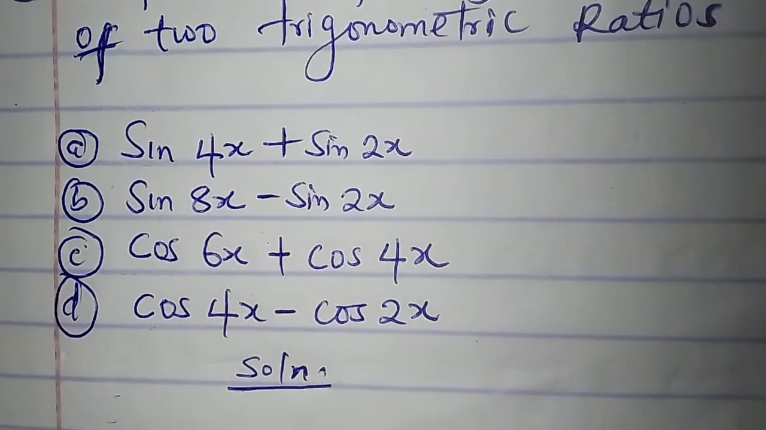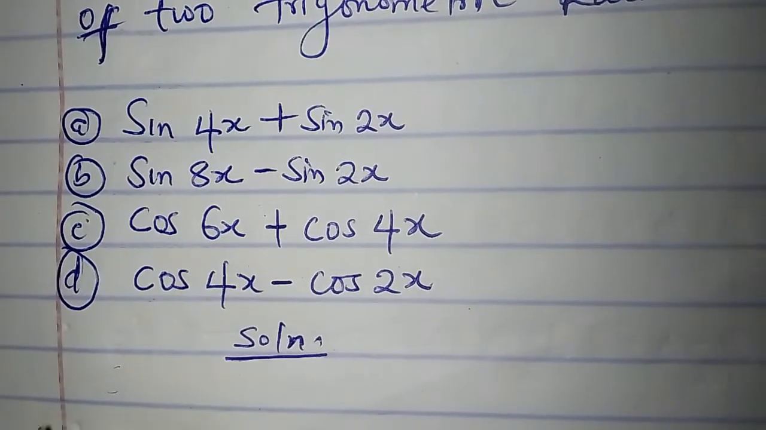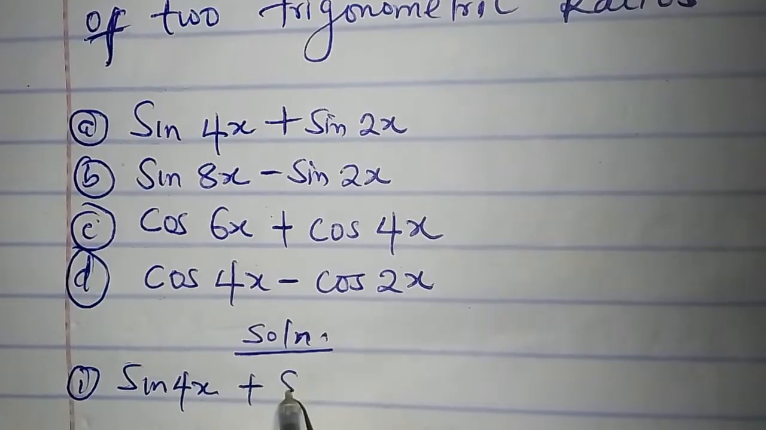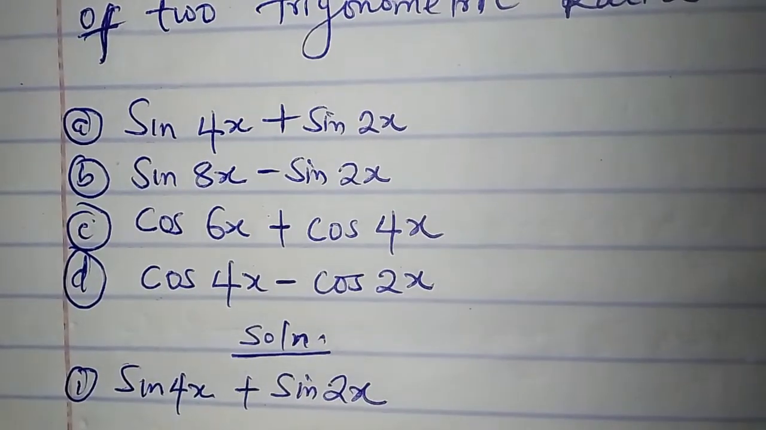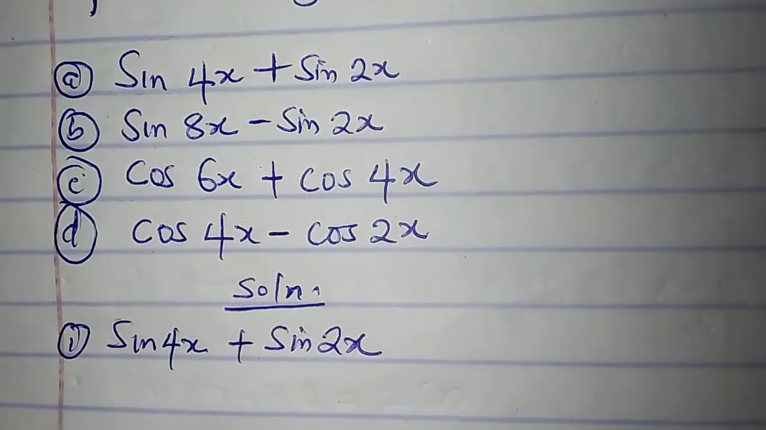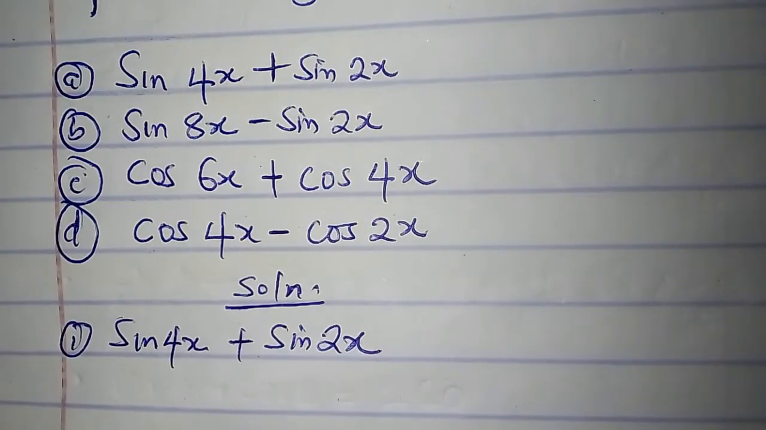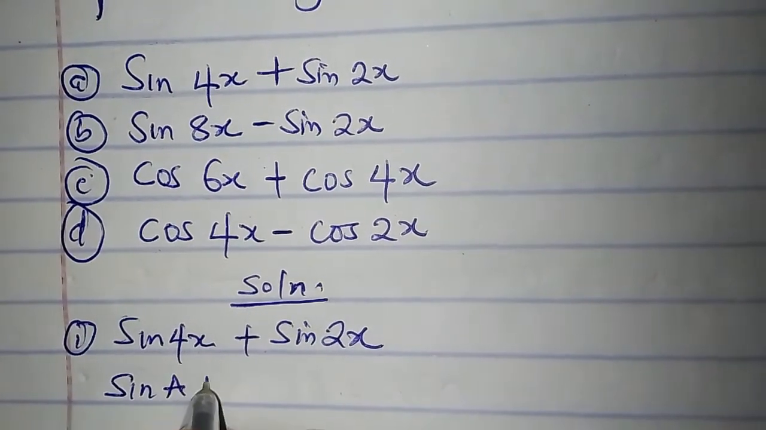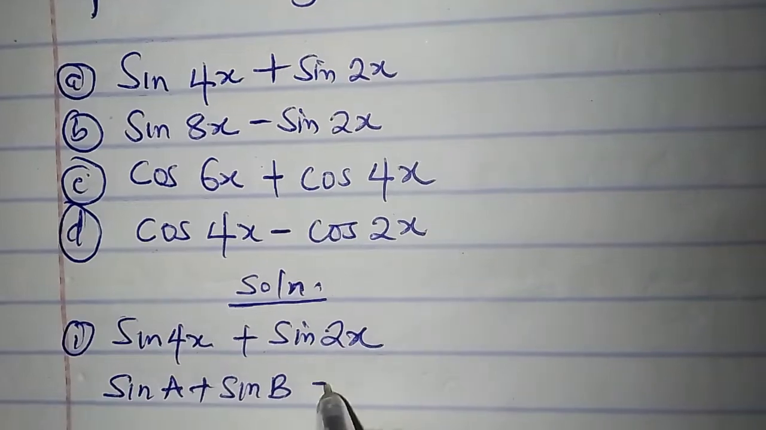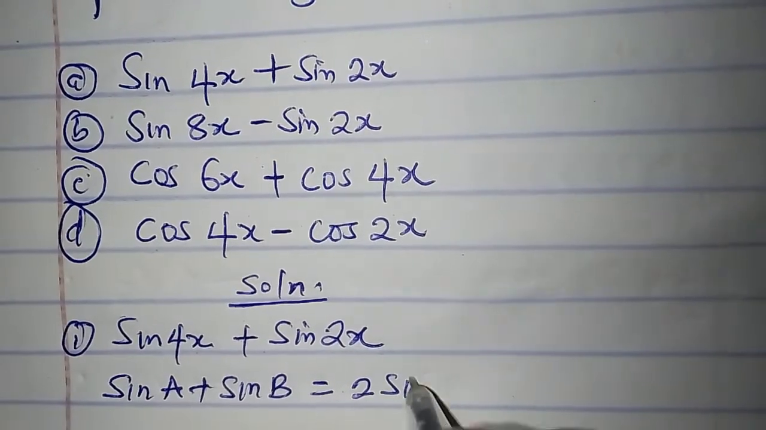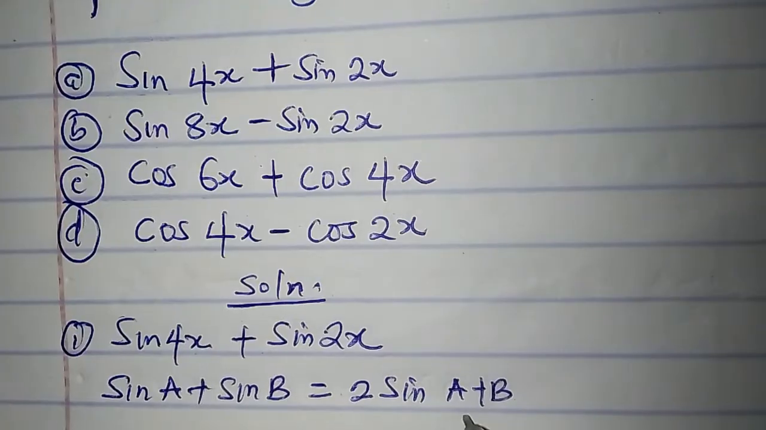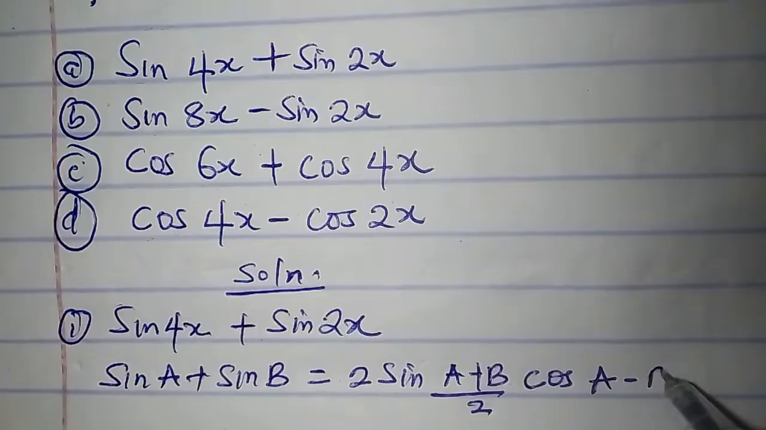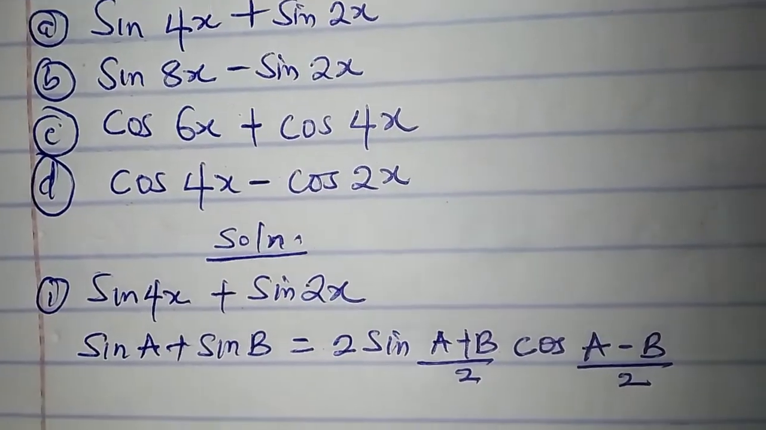The first one says sin 4x plus sin 2x. Okay, remember the factor formula for the sum of two sines. Sin A plus sin B is equal to 2 sin (A plus B) all over 2 cos (A minus B) all over 2. This is the formula that we are going to apply.